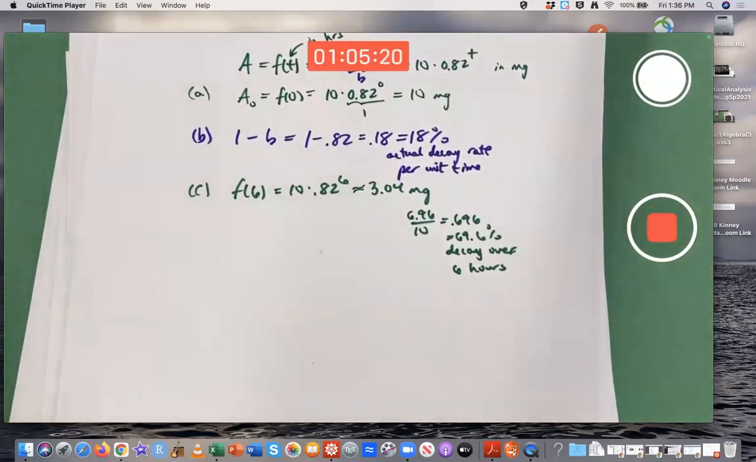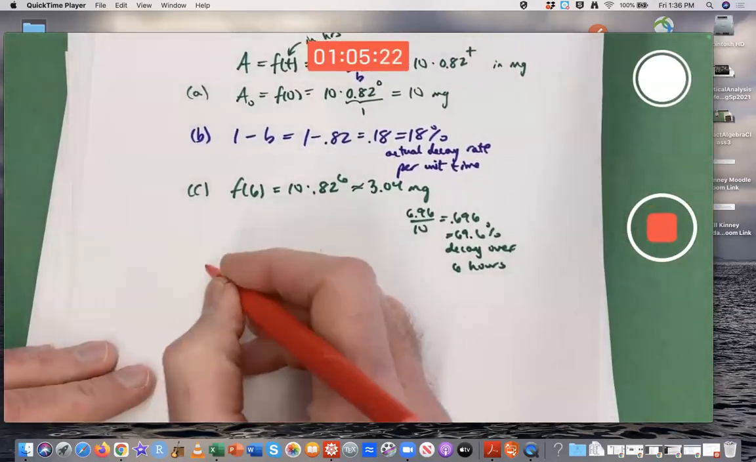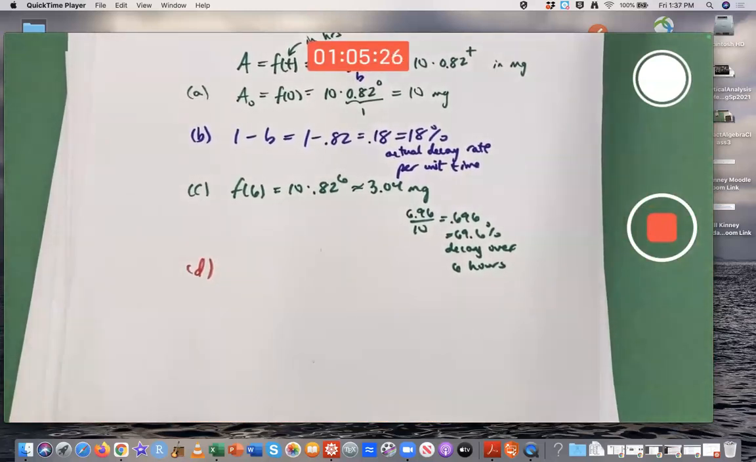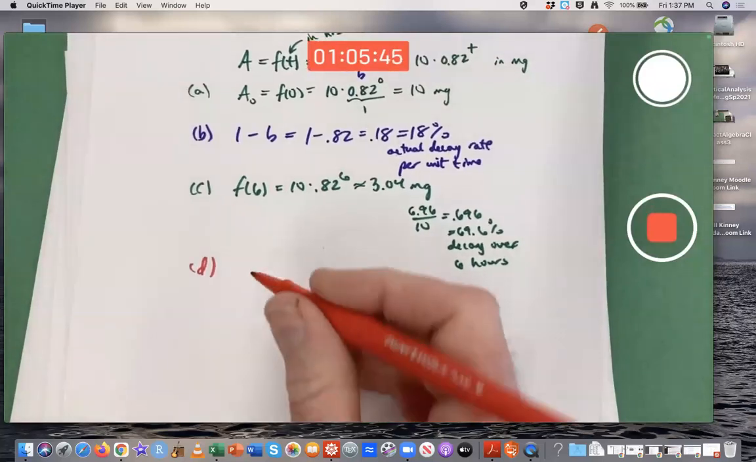Part D, how long until just 1 milligram is in the body? Again, the main application here being maybe these doses are 10 milligrams, but you're feeling like it's unsafe if you were above 11 milligrams. Now, probably they wouldn't make a drug where it's unsafe just 1 milligram above the dose. But that's the kind of thing we're talking about here.